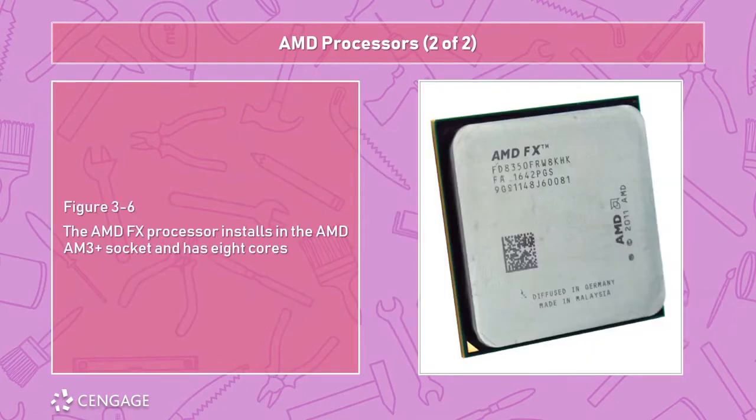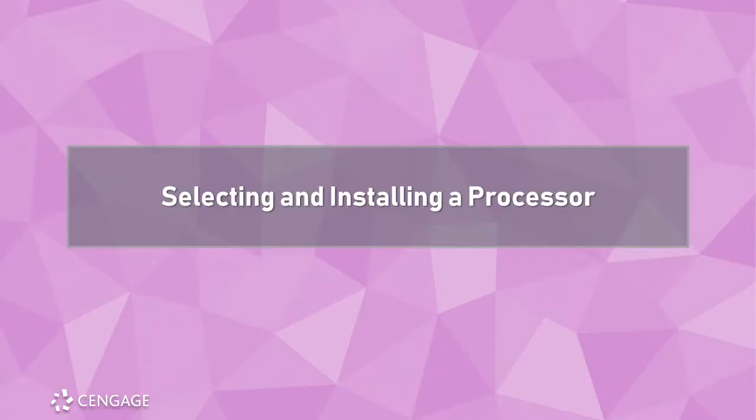The FX processor here we can see is a little bit older, it's 2011. This is an AM3 socket style processor, and it has 8 internal cores. AMD was one of the first to really focus on the whole multi-core situation, as well as including integrated graphics. So how do we pick a processor for a machine, be it an upgrade, a repair, or a new scratch build?